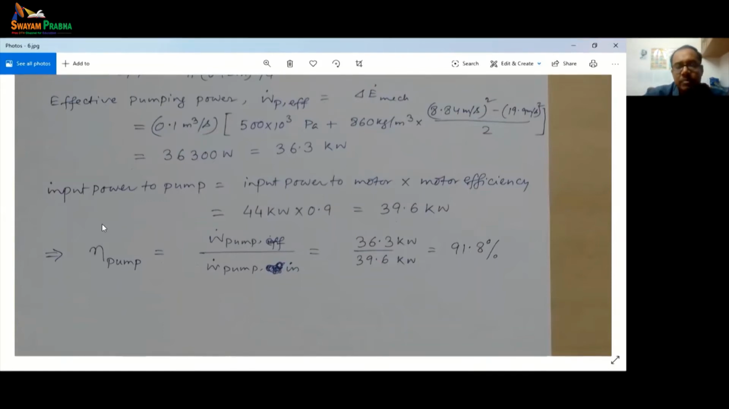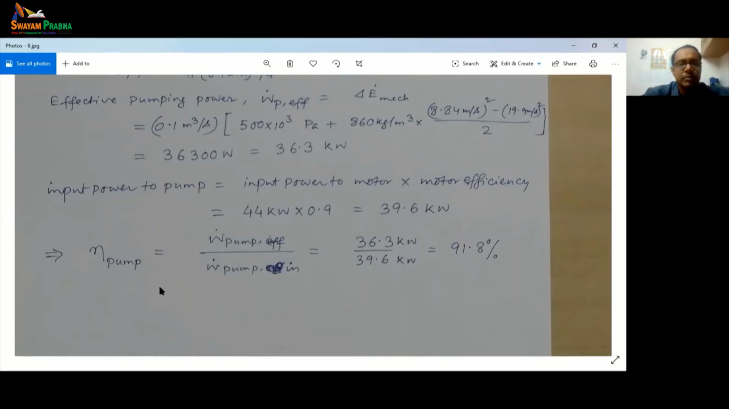Okay, now what is the input to the pump? We are after the efficiency of the pump, so we have to find what is the input and what is the output. Output we have already found, that's 36.3 kilowatt. Now input is coming through the motor, right? So input to the pump is nothing but the input to the motor times motor efficiency, because not whatever is input to the motor is getting transferred to the pump. So we have to multiply it with motor efficiency. So these are also given, and you have 39.6 kilowatt.